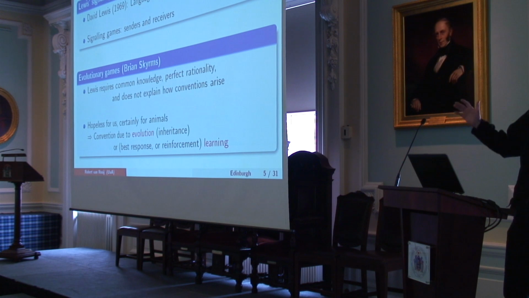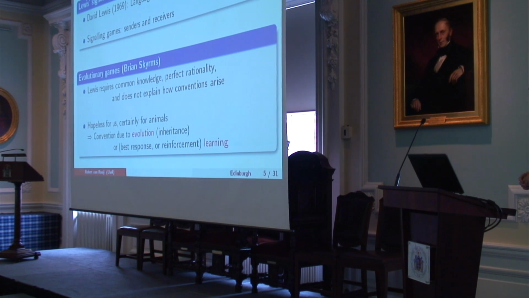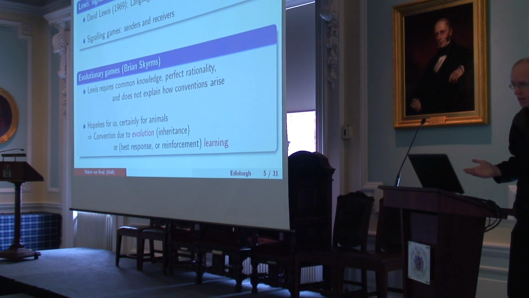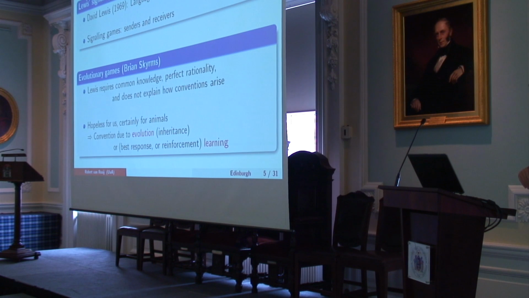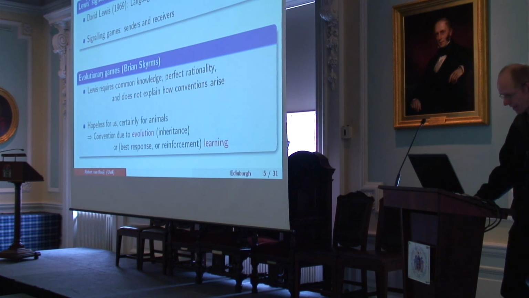So it's better to build your game theory on less ideal circumstances, and one way to go is to use evolutionary game theory, where you basically assume that the agents are pretty dumb, or reinforcement learning, where you basically assume the very same thing.